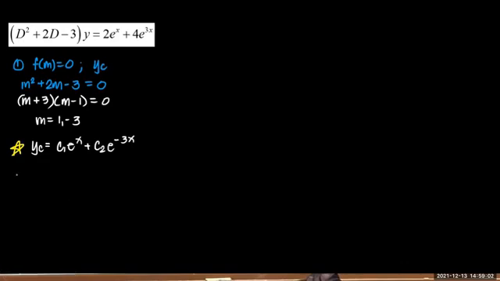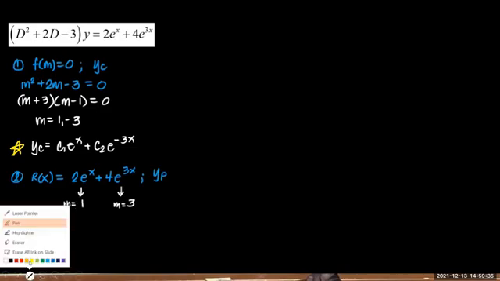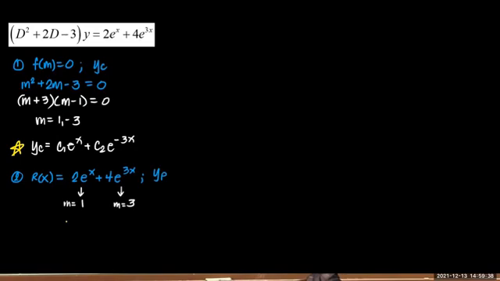Let's go to the second part. Your r(x), which is 2 e to the x plus 4 e to the 3x, to solve for your yp. We will be proposing a yp. Now, with this, guys, what is the m? 1 and 3. However, you notice on top that 1 already appeared. So that means this is the second time that 1 has appeared because there's already a 1 on top.